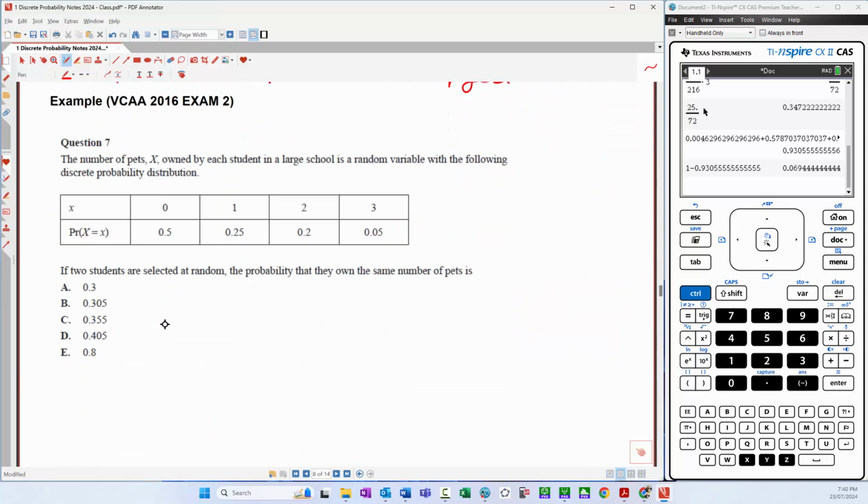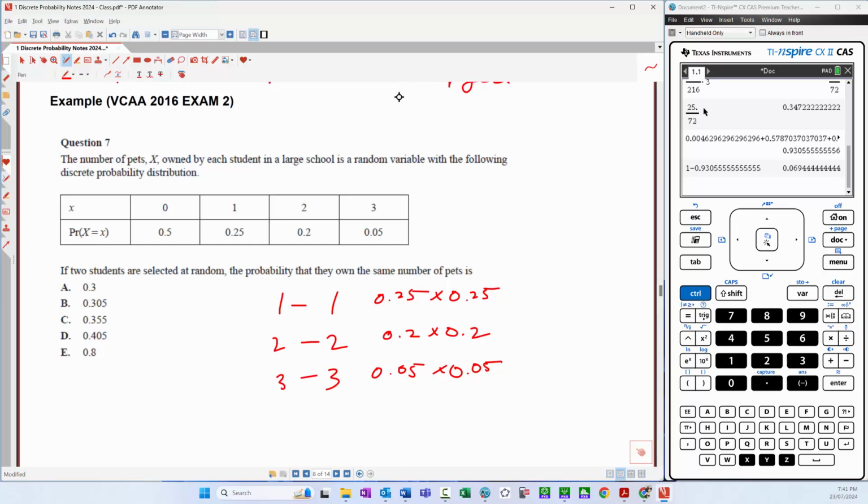All right, this one. The number of pets X owned by each student in a large school is a random variable with the following discrete probability distribution. If two students are selected at random, the probability that they own the same number of pets is. Right, so same number of pets means that they own 1 and 1 pet, 2 and 2 pets, 3 and 3 pets. So 1 and 1 would be 0.25 times 0.25, 0.2 times 0.2. This one's going to be 0.05 times 0.05.